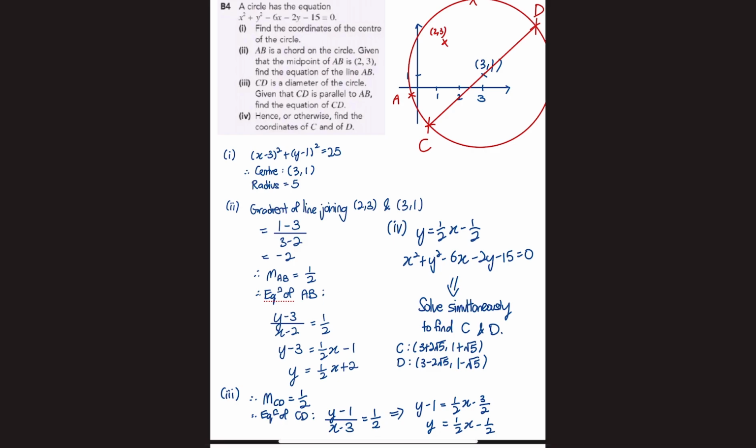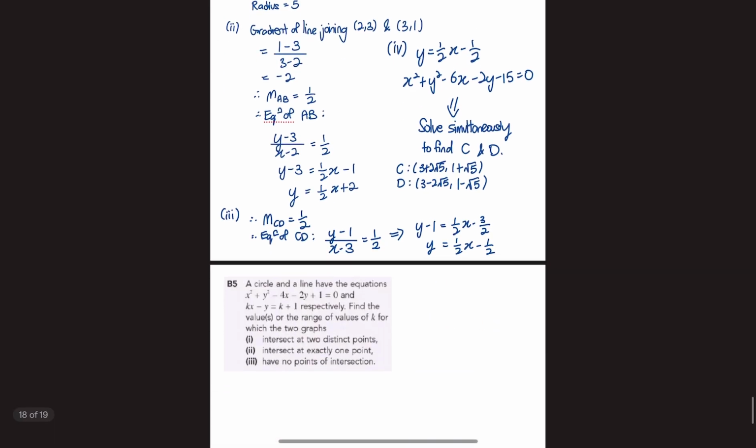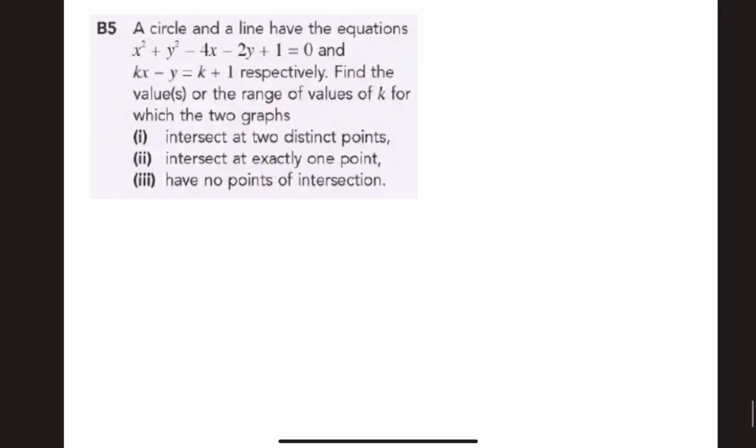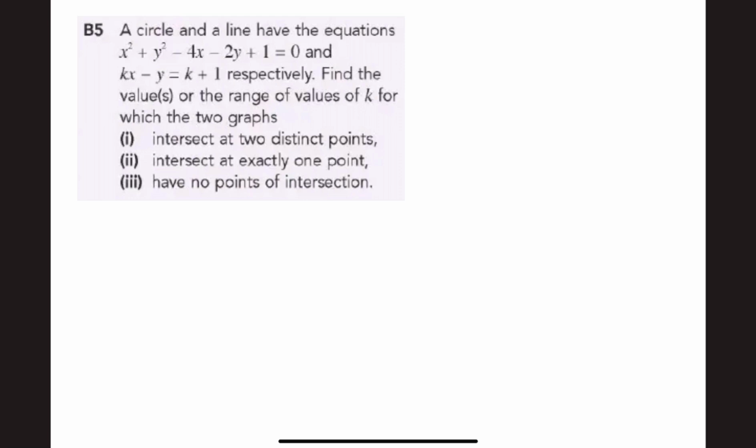Okay, so now let's look at the last question over here, B5. A circle and a line have the equations respectively. Find the range of values of k for which the two graphs intersect at 2 points, 1 point, or no point of intersection. So over here, this is actually a discriminant question. What we need to do first is to substitute the equation of the line into the equation of the curve. Then I can get a resulting quadratic equation.